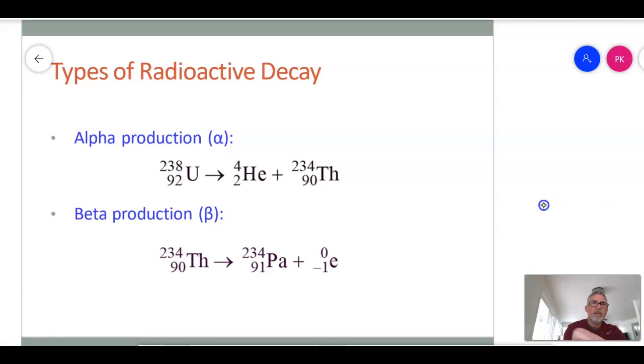So radioactive decay. These are particles emitted.